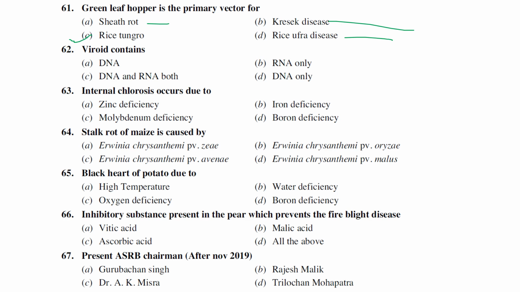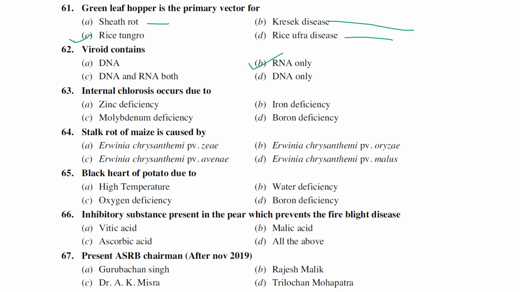Viroid contains genome: DNA, RNA both, DNA only, RNA only. Generally, almost all kinds of viroids contain RNA as a genetic material, a single-stranded RNA. Not only one viroid, all the viroids. So far, about 40 viroids have been discovered. All viroids contain single-stranded RNA as a genetic material.